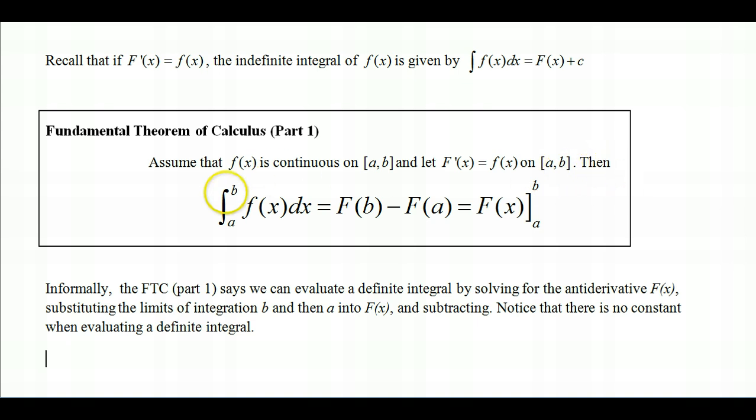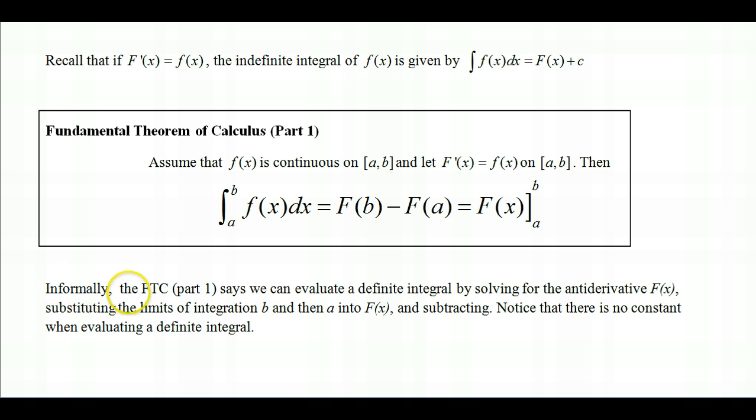Then what must be true is that the integral from a to b of f(x) dx can be found by taking the general antiderivative, F, and substituting in the upper limit of integration, b, and subtracting from it the antiderivative, F again, with the lower limit of integration substituted in. A shorthand notation for how we're going to write this is the general antiderivative, F(x), evaluated from a to b.